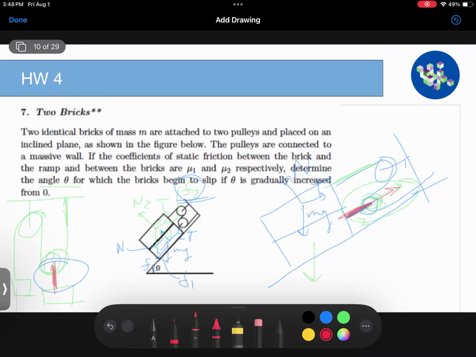I'm still having the same problem that the block can't go down because it's attached to the wall. Yeah, okay. So this part of the string is attached to the wall, but if your pulley wheel is also moving upwards, the part of the string on this side will shorten, and there'll be more string that comes to this side. Okay?